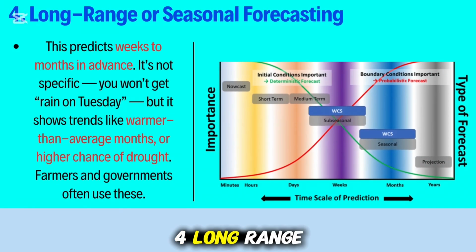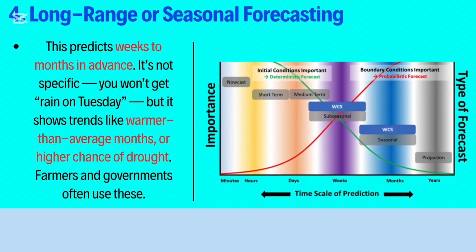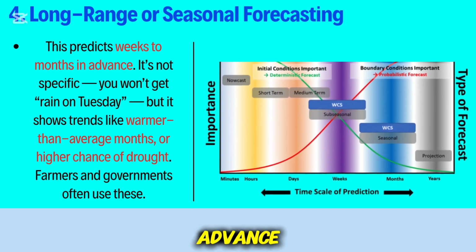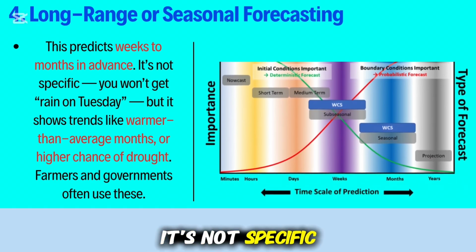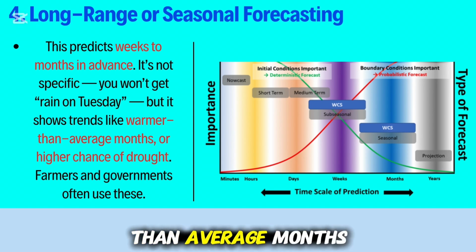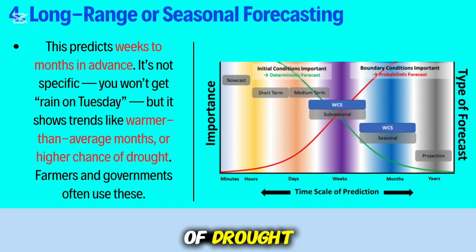Fourth, long-range or seasonal forecasting. This predicts weeks to months in advance. It's not specific. You won't get rain on Tuesday, but it shows trends like warmer than average months or higher chance of drought. Farmers and governments often use these.